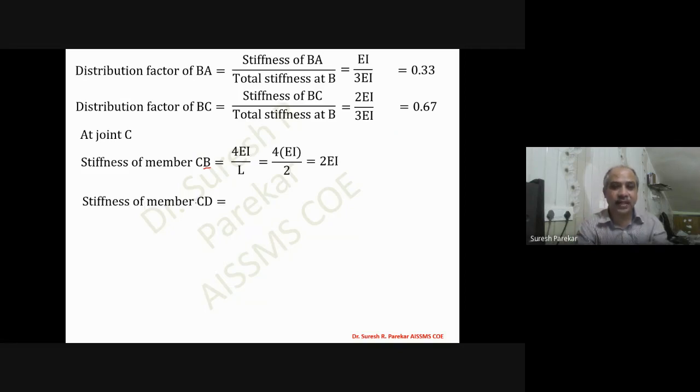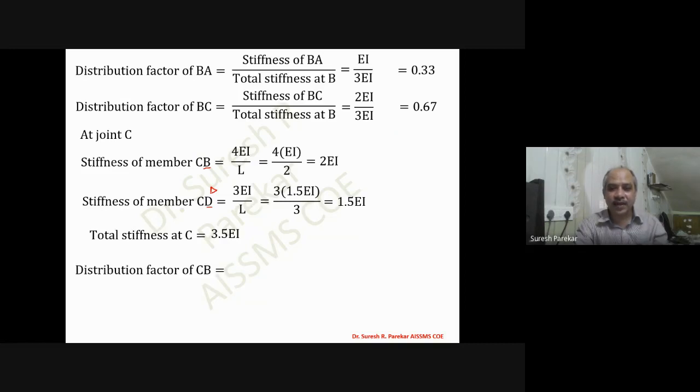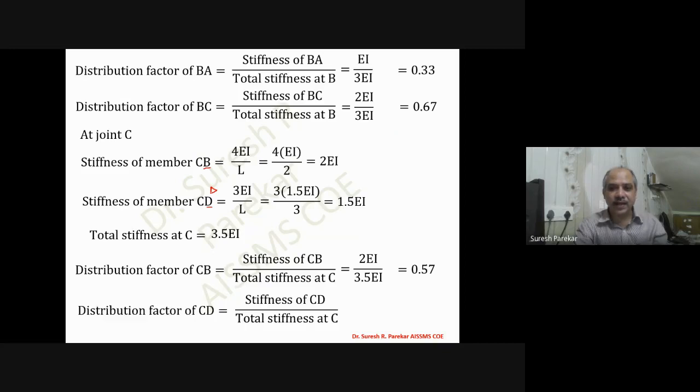Now you can see the farther end we have is D, and my farther end D is a simple support. Whenever I have a simple support at the farther end, I have to go for 3EI upon L, but EI is 1.5, and I will get 1.5EI. Now totally, I have 3.5EI, and the distribution factor for CB will be 0.57, and the distribution factor for CD will definitely be 0.43. Again you can see our total should be 1. That is most important.